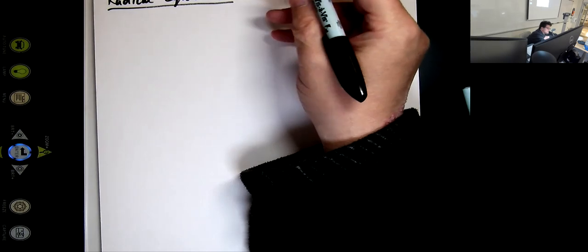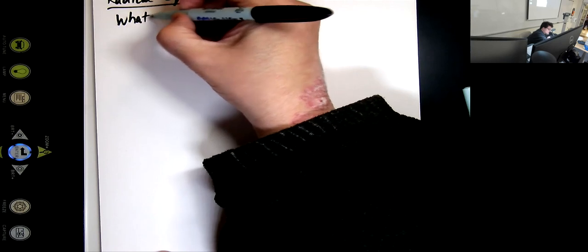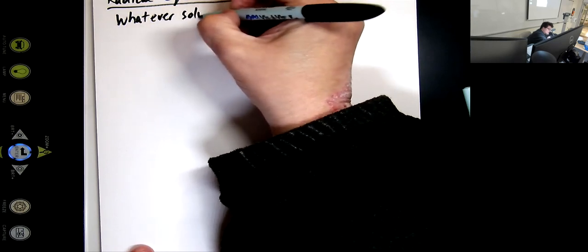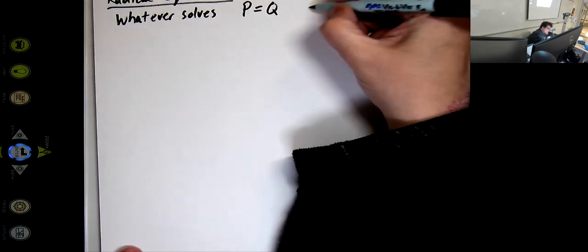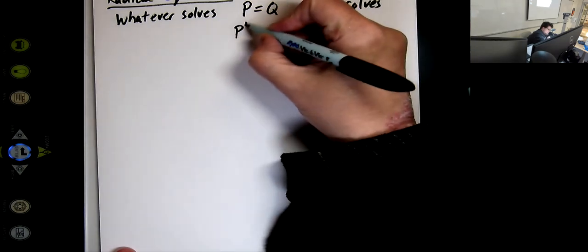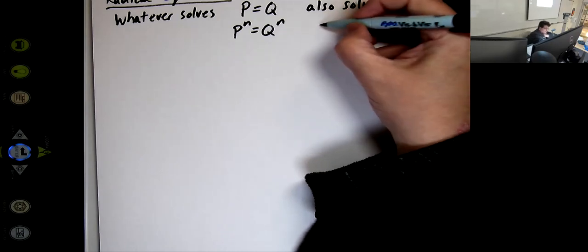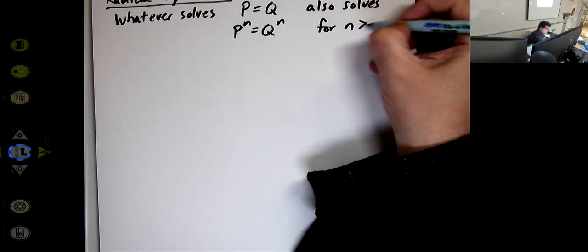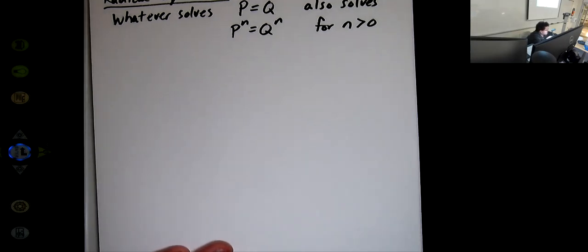And the big idea here is whatever solves P equals Q also solves P to the N equals Q to the N for N greater than 0. Which doesn't make a lot of sense when I'm saying it right now. You're like, well, how can I apply that to a radical? You'll see.